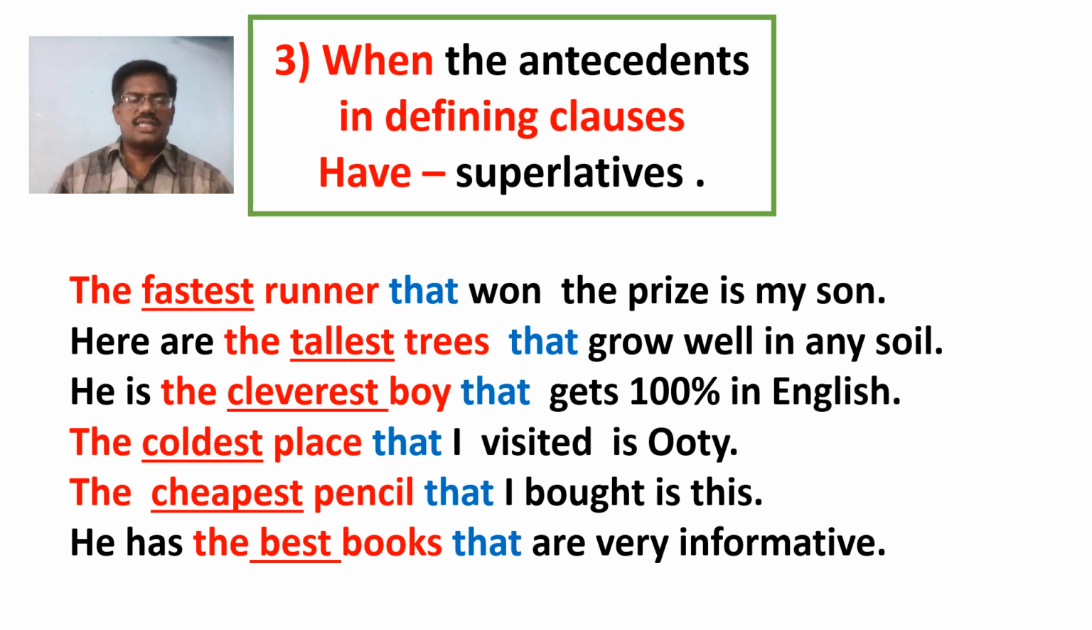And in the fourth sentence, the superlative form is coldest. In the next sentence, the superlative form is cheapest. And in the last sentence, the superlative form is best. As these sentences have the superlatives as antecedents, then we prefer to use that in relative clauses.